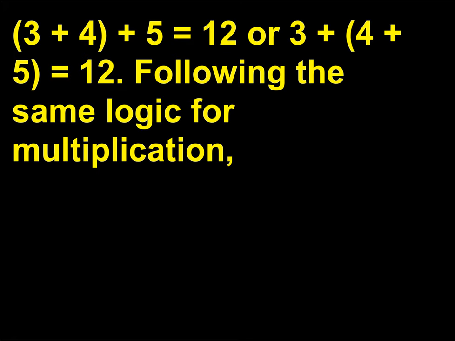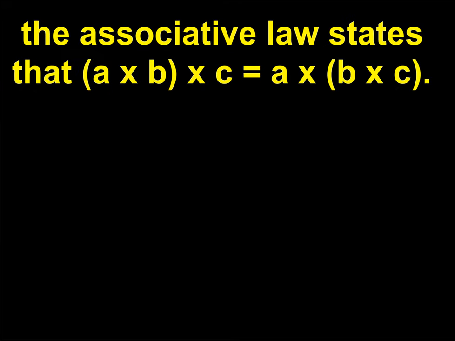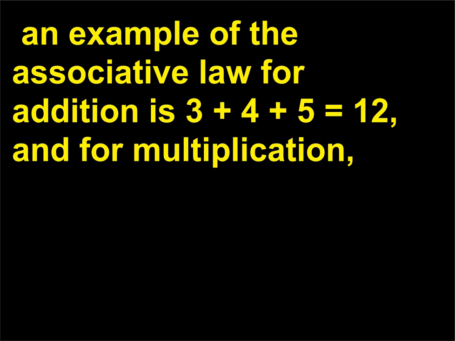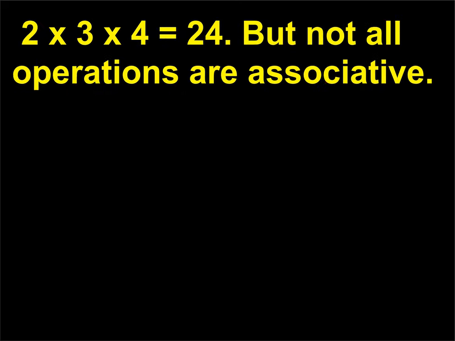Following the same logic for multiplication, the associative law states that (a x b) x c equals a x (b x c). In fact, in an associative operation, the parentheses that indicate what quantities are to be first combined can be omitted. An example of the associative law for addition is 3 + 4 + 5 equals 12, and for multiplication, 2 x 3 x 4 equals 24. But not all operations are associative.